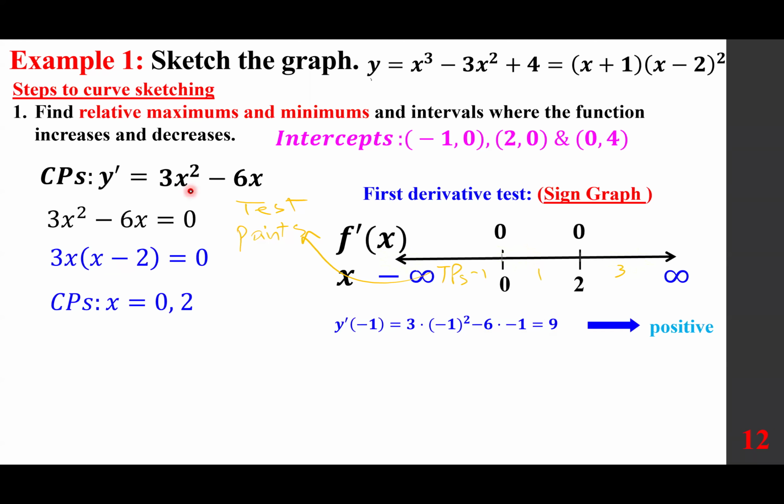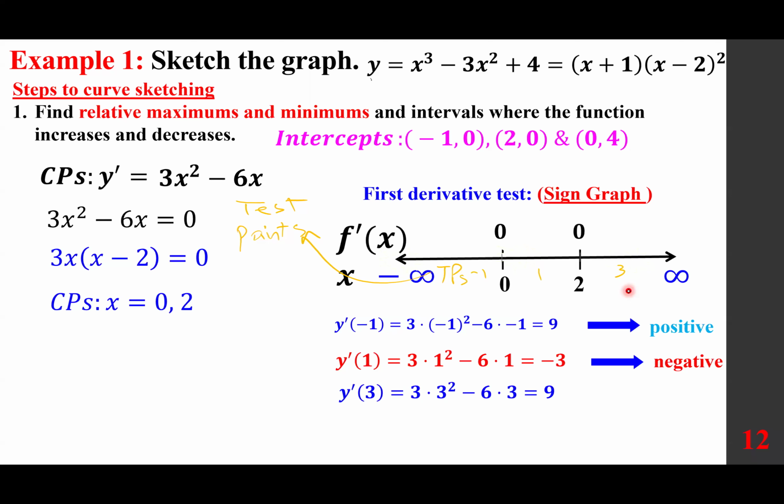Let's plug in 1. 1 squared is 1 times 3 is 3. This is -6, so -3. Again, doesn't matter if it's -3 or -3,000. The fact is that it's negative. And finally, you put number 3 and it gives you positive again. So we're going to write positive, negative, positive.